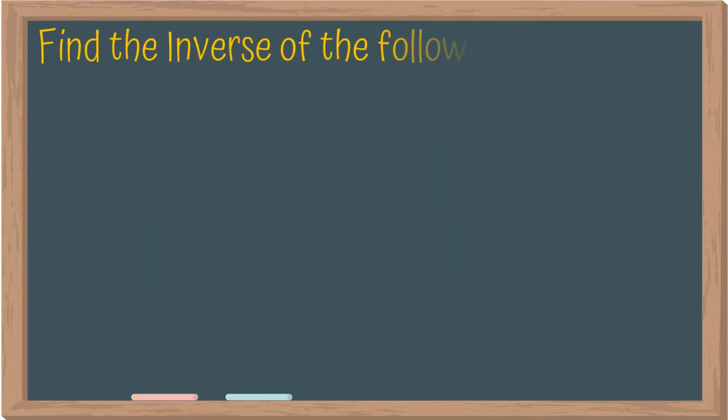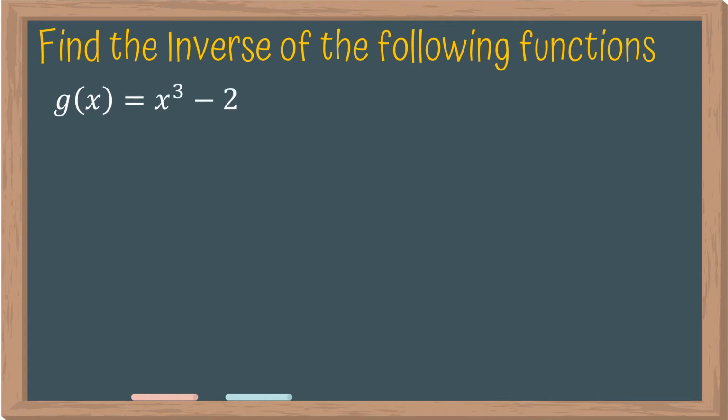Let us have another example. So this time we have g of x is equal to x cubed minus 2. So following the same steps, we're going to replace g of x here with y. So y is equal to x cubed minus 2. After that, we're going to interchange x and y. So pagpalitin natin yung x and y. So we have x is equal to y cubed minus 2.